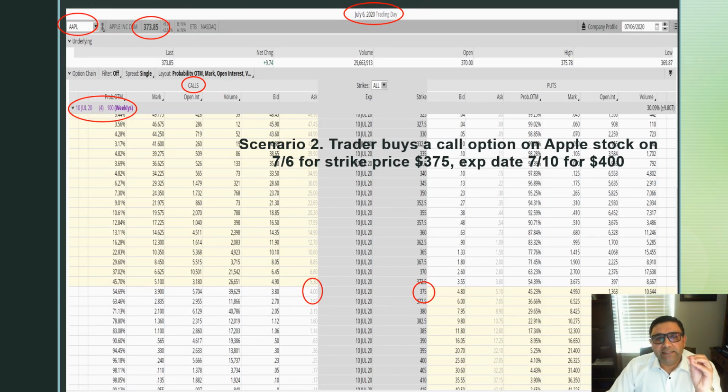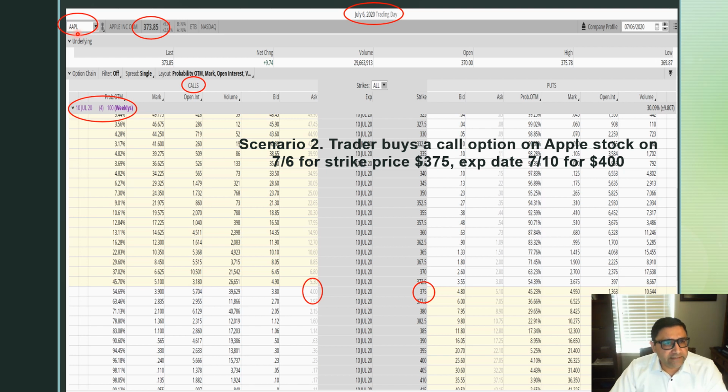Now let's look at this example. This screen that you are seeing over here is how an options screen looks. And I know it's very scary because it has all these numbers. For right now, I don't want you to worry about any of these numbers except the ones that I've circled in red. So right here at the top is the trading day. So this is Monday, July 6th.